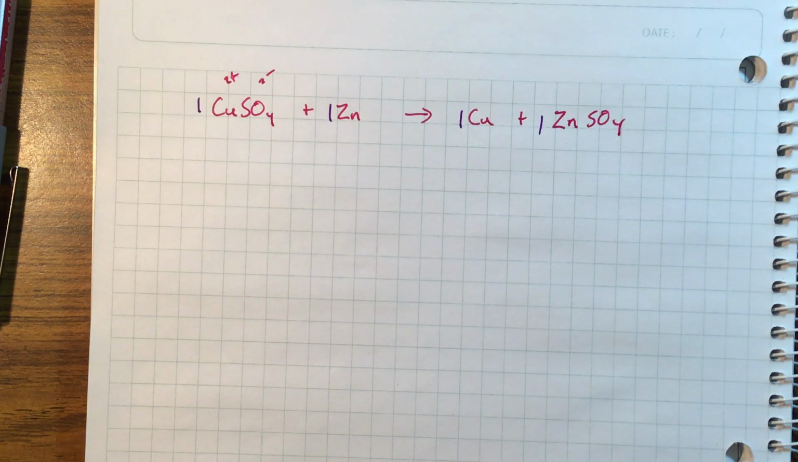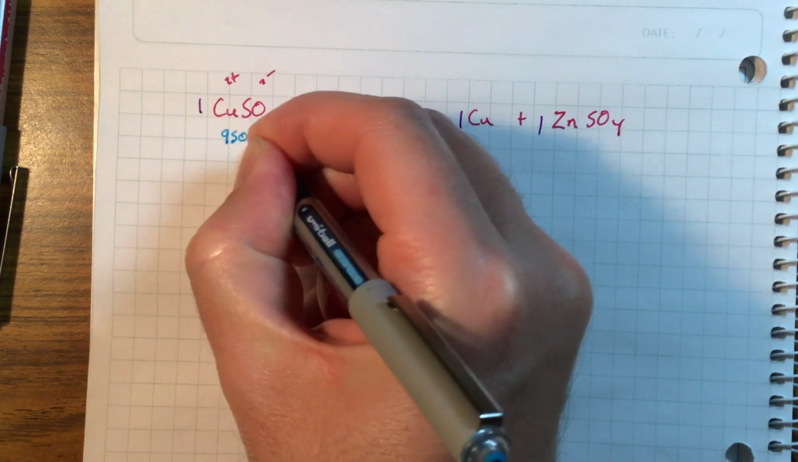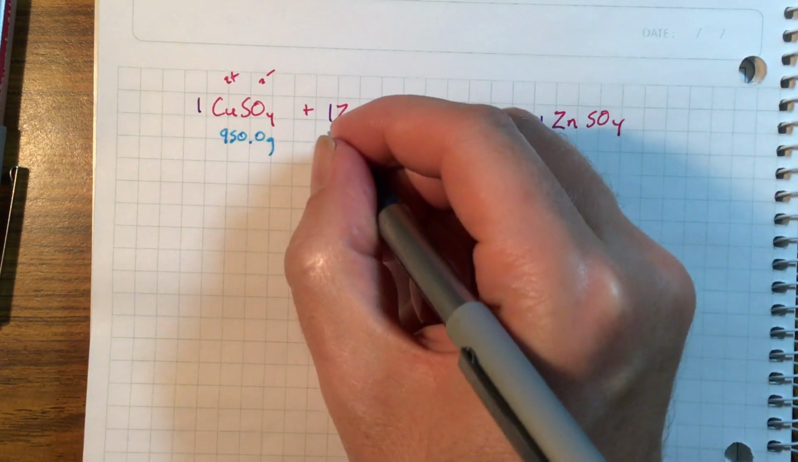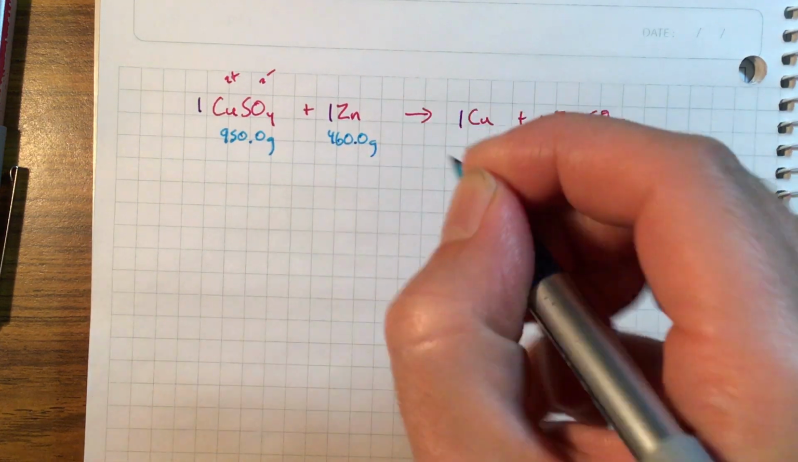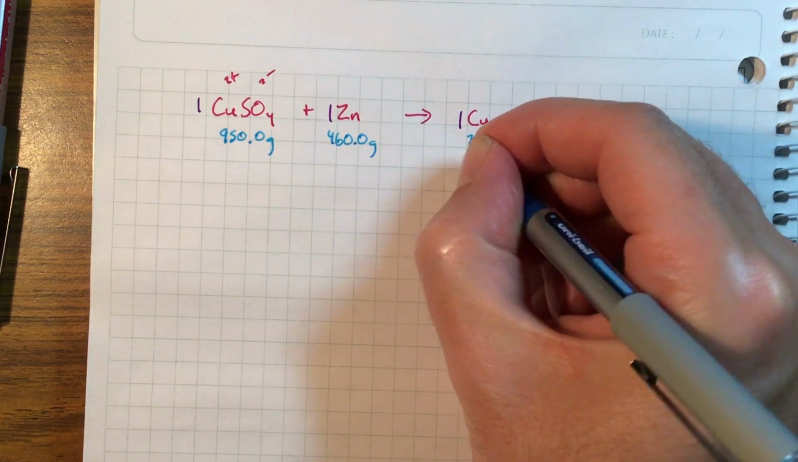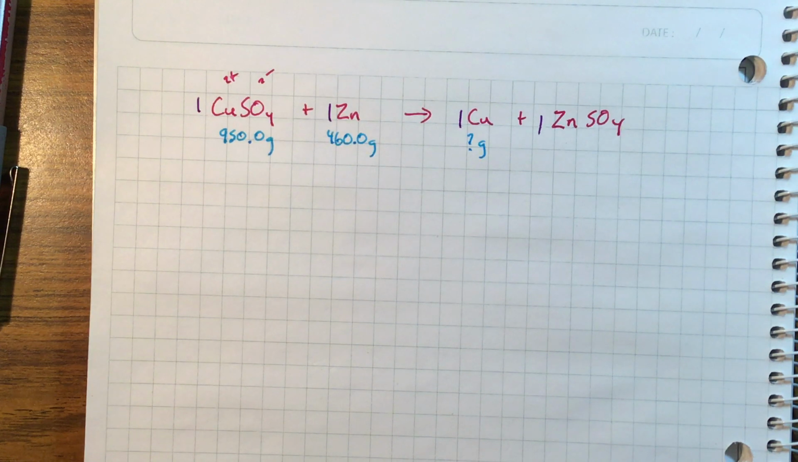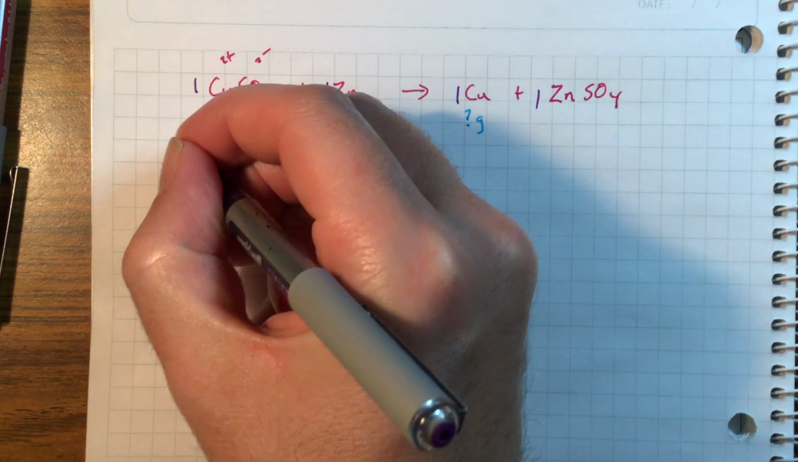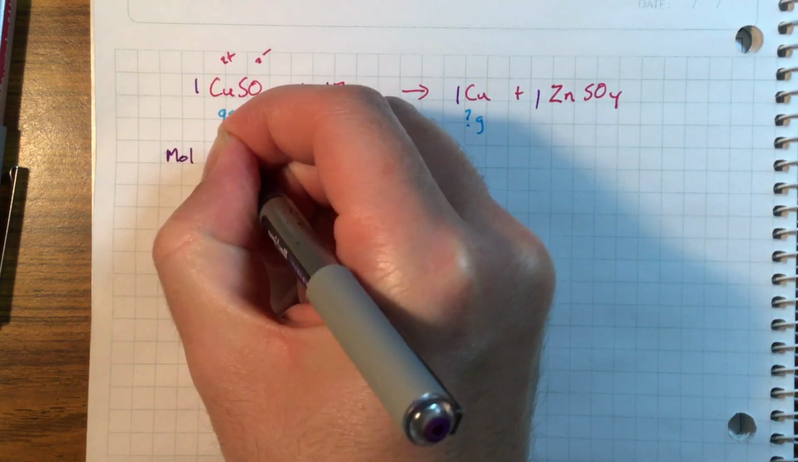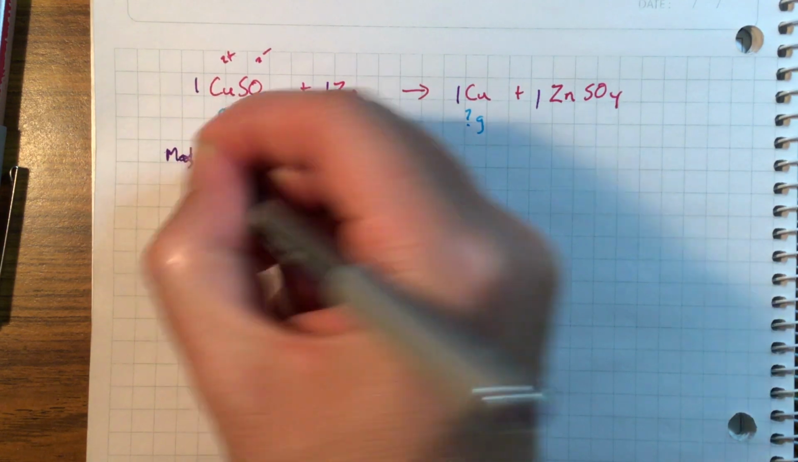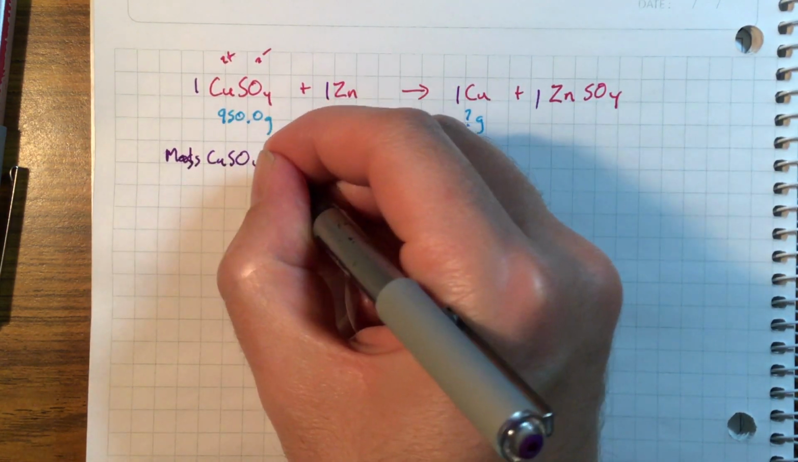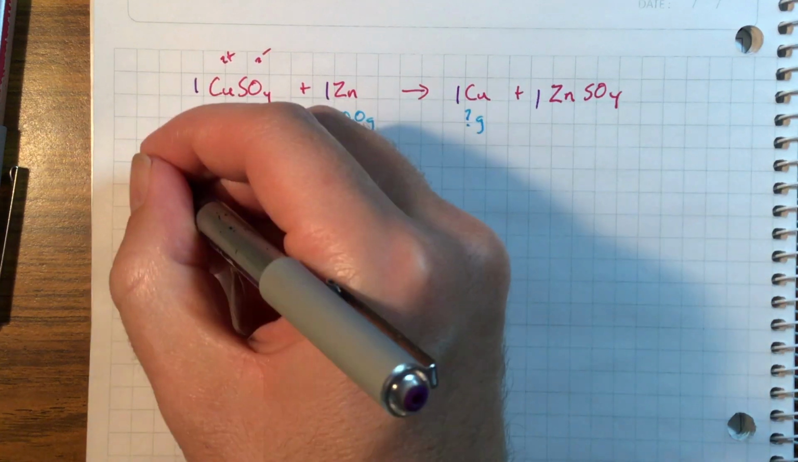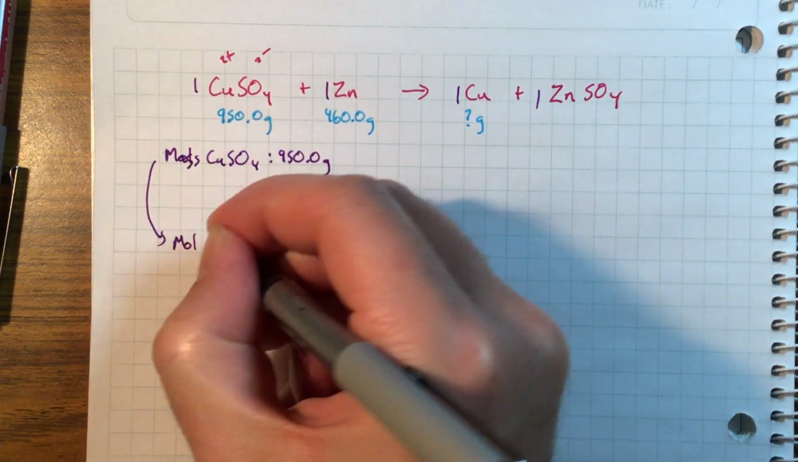We know we've got 950 grams of this guy. And we've got 460.0 grams of this guy. Both 4 sig figs. We're trying to figure out our theoretical yield of copper so we can figure out our percent yield. So we're going to have to do this with limiting reagents. All right, so we need our moles of CuSO4, so our mass of CuSO4, 950.0 grams. We convert that into our moles of CuSO4.